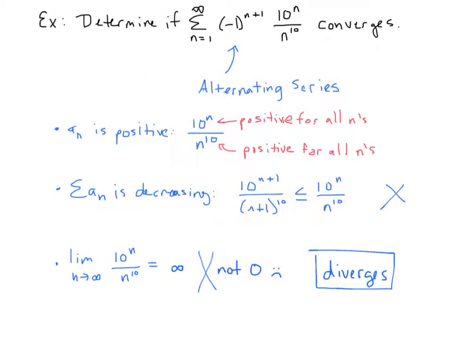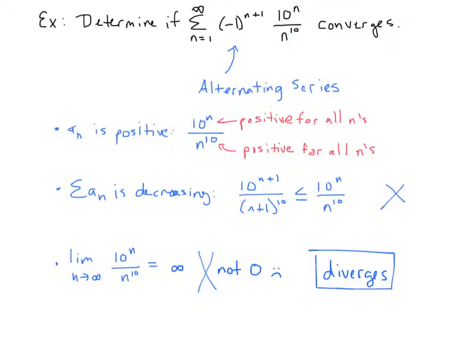Here is an example of what this might look like. Determine if this series converges. The first thing I notice is that I've got a -1 raised to a power, so that means I have an alternating series, which means I can use the alternating series test, which means I've got three things that I need to test. So first I need to see if a sub n is positive.